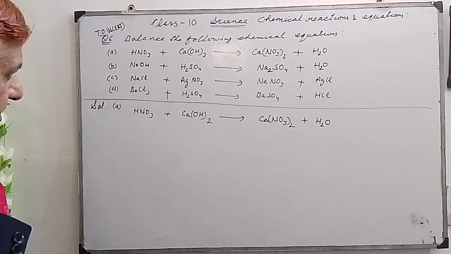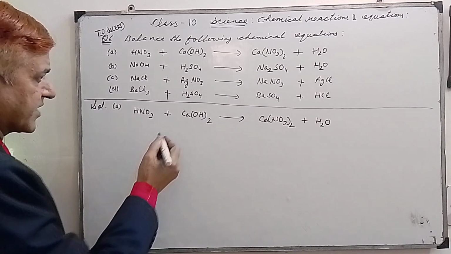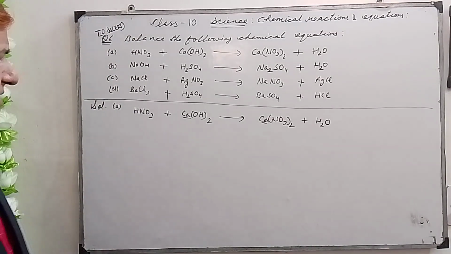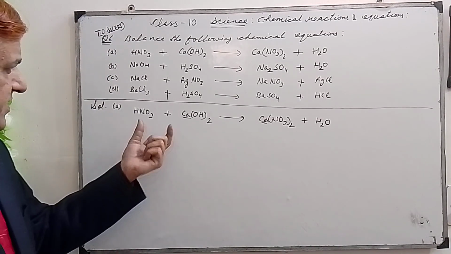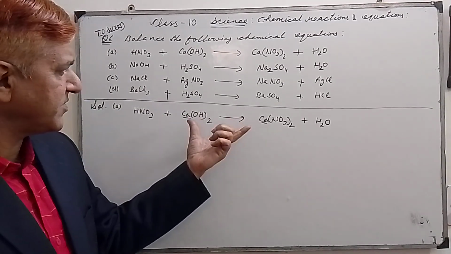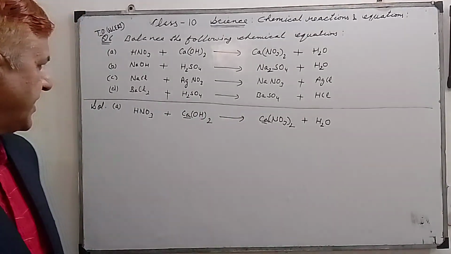So first of all, we will identify the metal atom. The metal atom is calcium here. And you can see that in reactants and products, there is one atom of calcium. So calcium is balanced already.